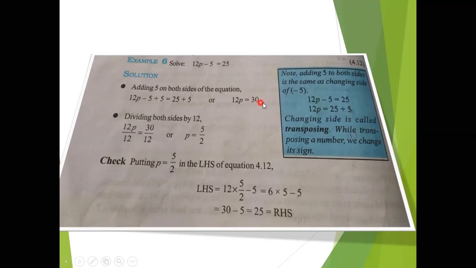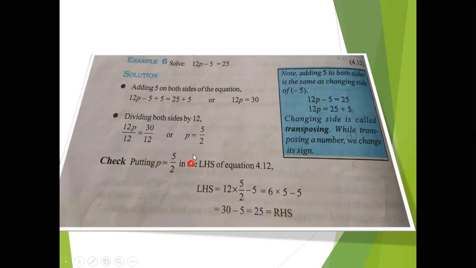So now let us find the p value in this. So dividing both sides by 12, what will it come? 12p by 12 equals 30 by 12. So 12 will get cancelled, whereas p equals... sorry, not 12. 6 2s are 12, 6 5s are 30. So whereas the p value you will get as 5 by 2.